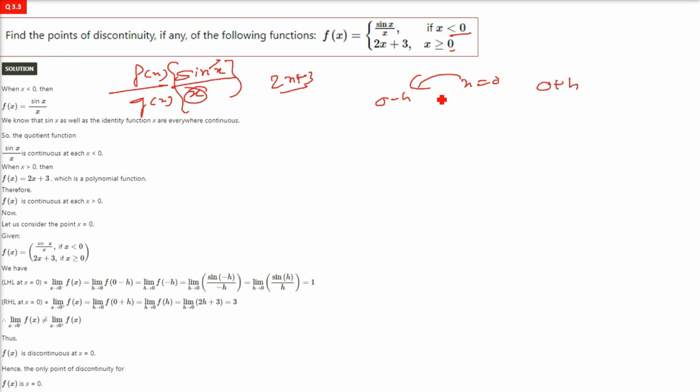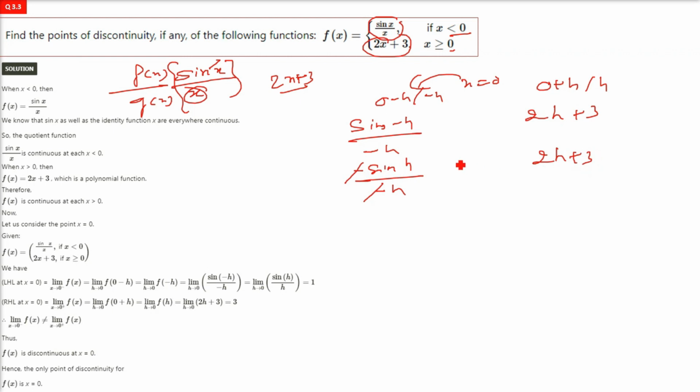So at left we'll take 0 minus h, at right we'll take 0 plus h. So we'll use this sin x by x. Here we'll use sin(minus h) by minus h. Here we are going to use what? This is h, so 2h plus 3. Sin minus theta is minus sin theta, so you can write minus sin h divided by minus h. So just cancel these minus out, 2h plus 3 here. Okay, let us apply limit h tends to 0 on both the sides. Sin theta by theta is 1. 2 into 0 is of course 0, so you get 3.